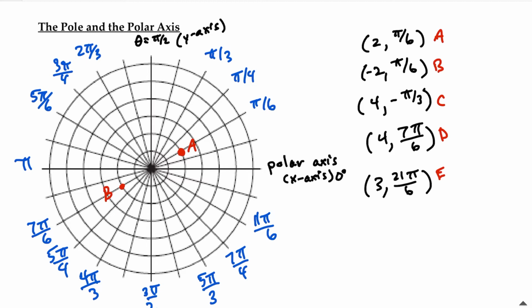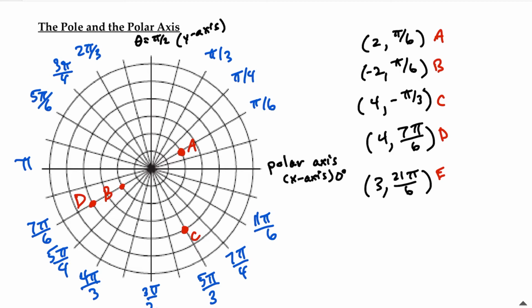All right, so let's go ahead and try C, which is 4, negative pi over 3. So negative pi over 3 is going to be the same as 5 pi over 3. So we'll measure pi over 3 in reverse, and then we'll go out 4 units, 1, 2, 3, and 4. And that will give us C. For D, we've got 4, 7 pi over 6. So that's going to be right next to B. Just going to be 4 units out instead of 2 units.